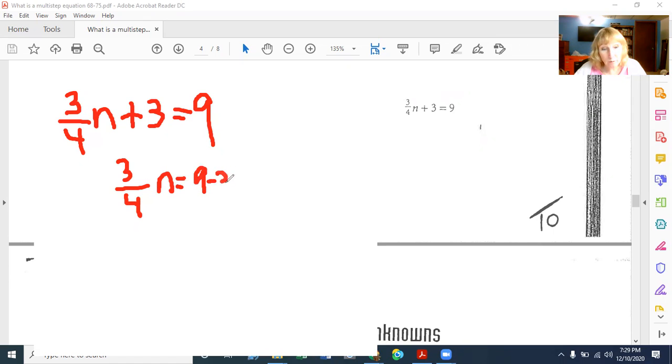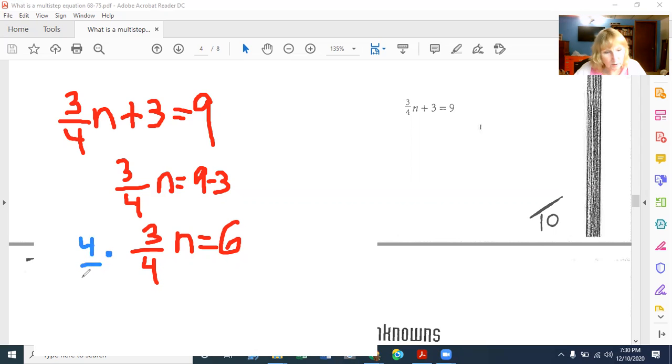Because I have to subtract 3 from both sides. So 3/4 n is then going to equal, what's 9 minus 3? 6, correct? Okay. And then now what do I do? I have to get n by itself. I'm multiplying by 3/4, so I would have to divide by 3/4. But what is division? Division is really multiplying by the reciprocal. So I'm going to multiply by 4/3.